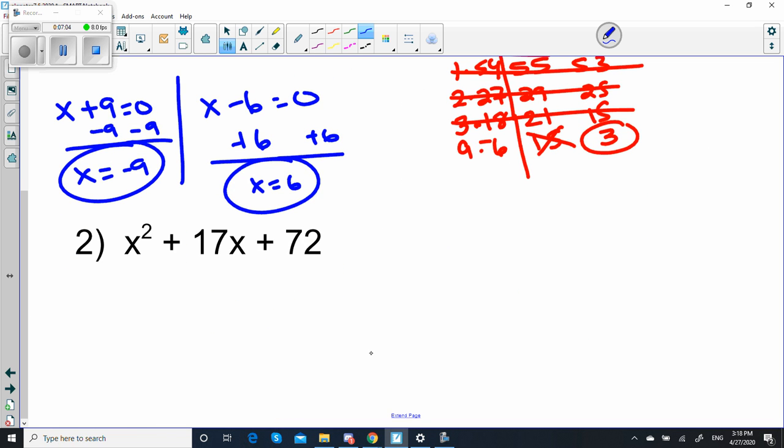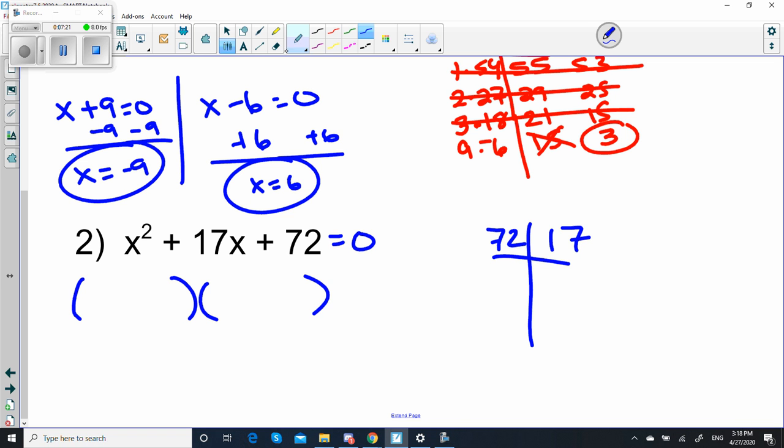Let's try this one down here. It's missing the equals 0, isn't it? After I just said that. All right, so we'll write it in. All right, so we're going to factor and then solve, which means we need factors of positive 72. They're going to give us a sum of 17.